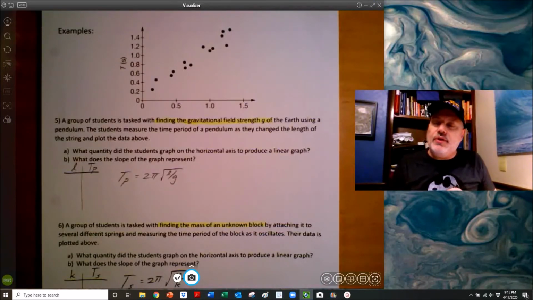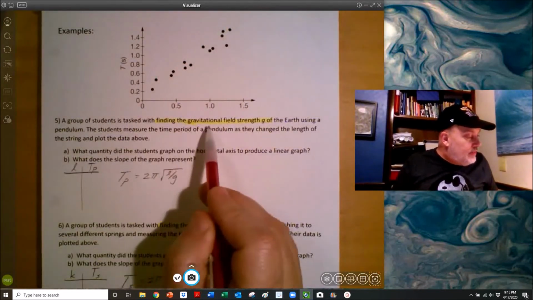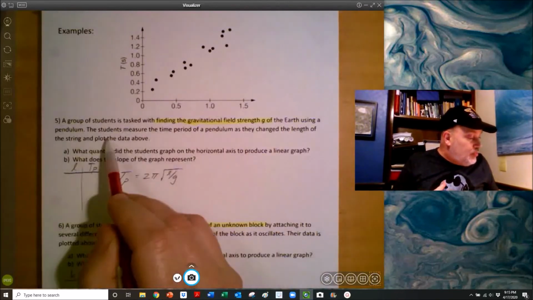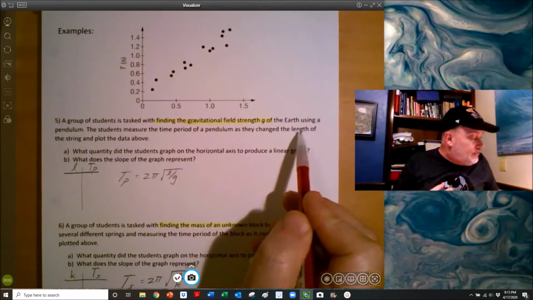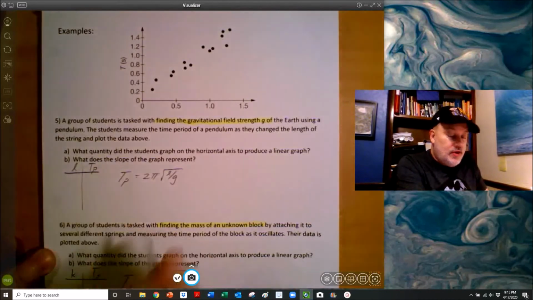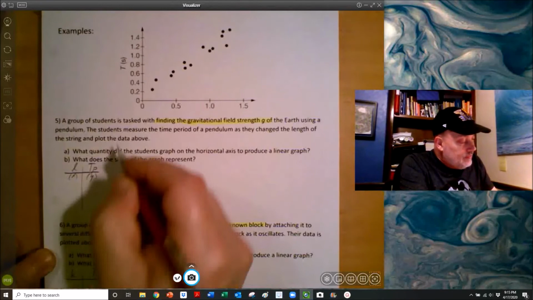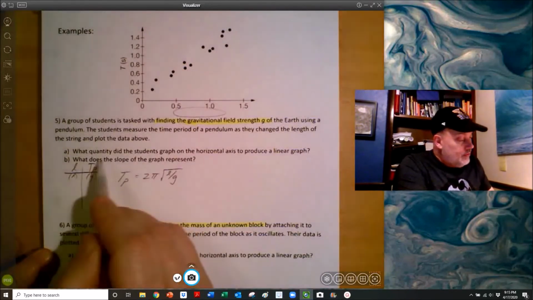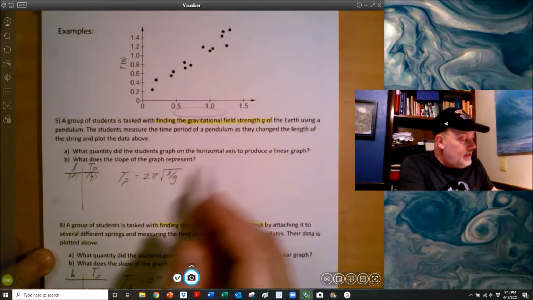Our last two questions are lab-based graphing problems. So we have a group of students that are tasked with finding the gravitational field strength, g, acceleration due to gravity, of the Earth using a pendulum. The students measure the time period of the pendulum as they change the length of the string and plot the data. So they're changing the length and measuring the time period. So as you can see, this would be on the x-axis, this would be on the y-axis, just like we have up here. The question is, they didn't put anything down here. What quantity did they graph on the horizontal axis to make this linear?